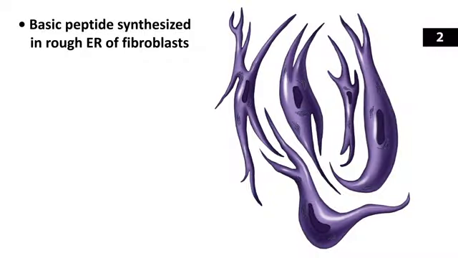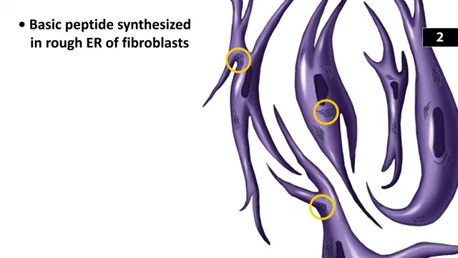So now that we know where we find these types of collagen, how do we make collagen? Well, the synthesis and especially the modification of collagen is about a 3-star topic. About half of you are going to have a question about the post-translational modification of collagen. So here there are 6 main steps. First, the basic peptide is synthesized in the rough ER of fibroblasts.